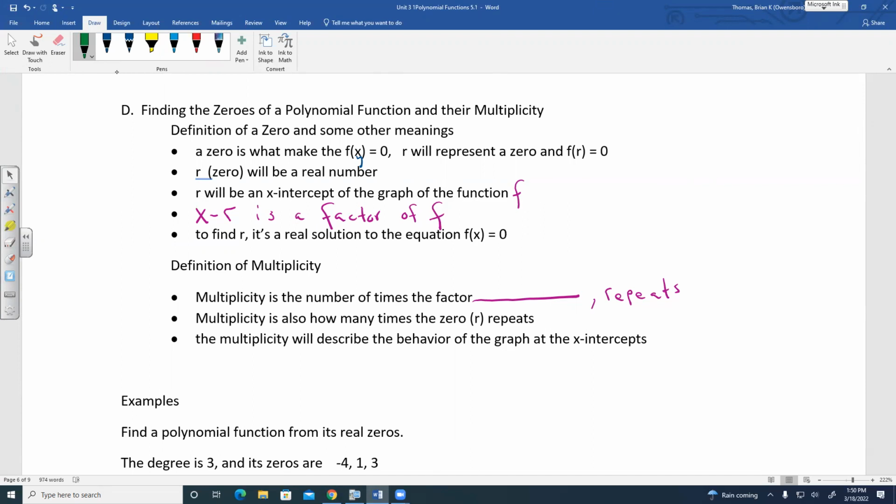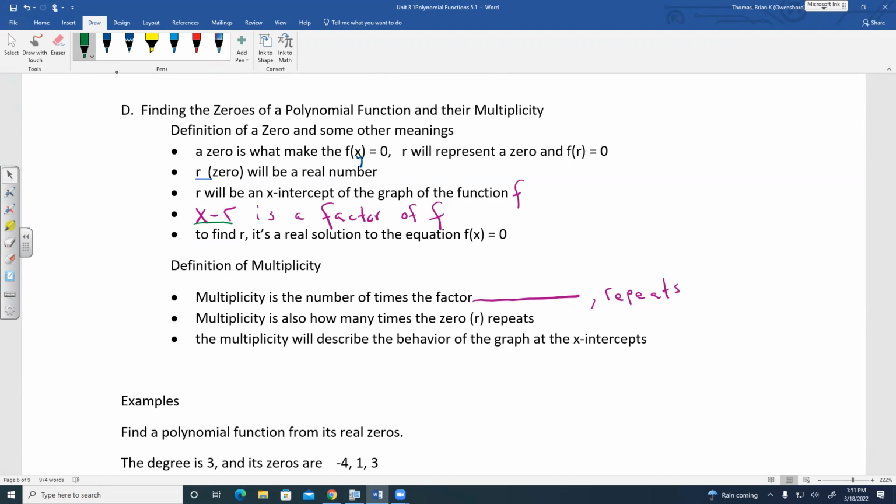So if r represents the zero, then x minus r is going to represent the factor of f. We'll see how that comes into play. To find r, it's going to be the real solution to the equation f of x equals 0. Remember, this is where our factoring skills will have to come into play.